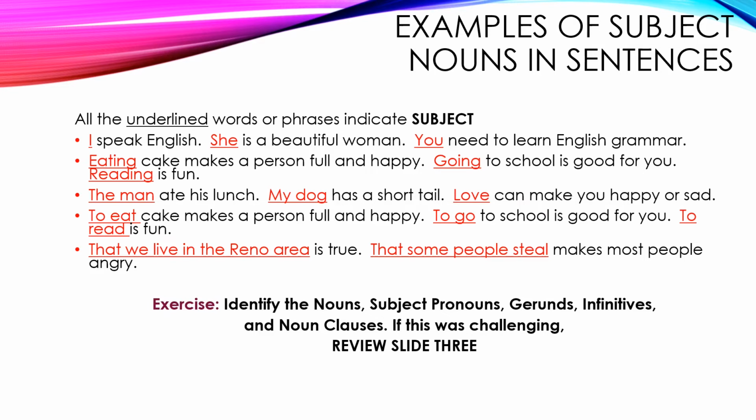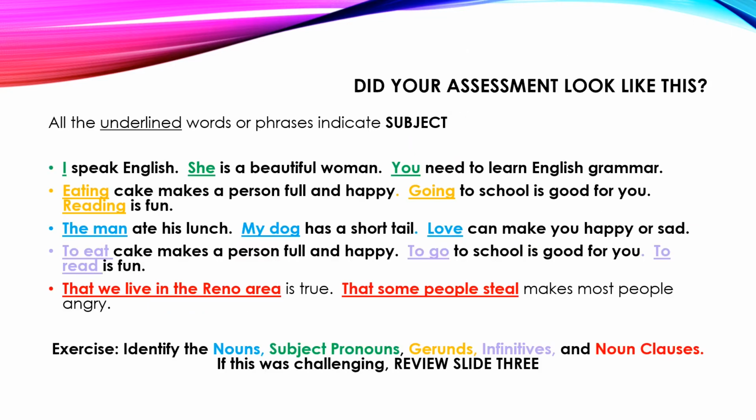Here's an exercise. Identify the nouns, subject pronouns, gerunds, infinitives, and noun clauses. Go ahead and pause your screen and try this exercise. If it was challenging, try reviewing slide 3. Did your assessment look like this? On this slide, you'll see that nouns are in blue, subject pronouns are in green, gerunds are in yellow, infinitives are in violet, and noun clauses are in red.